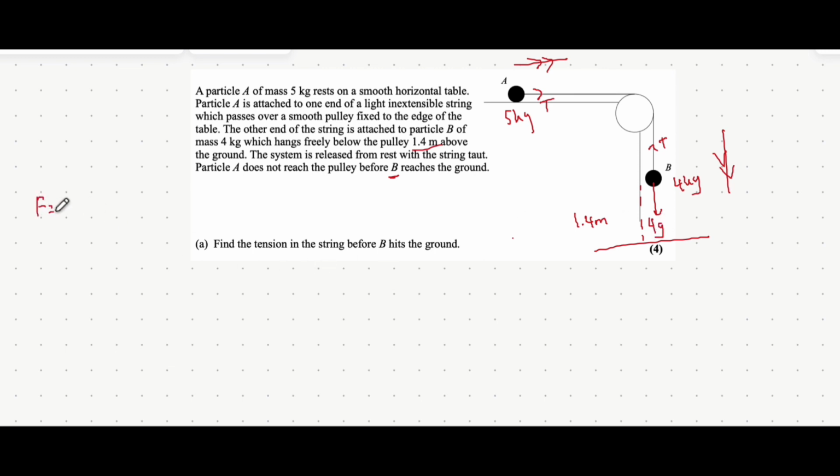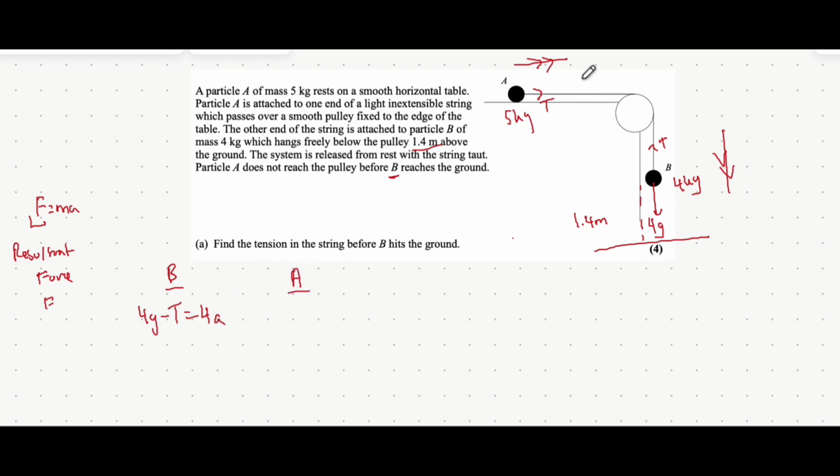In F equals ma, a lot of students make the mistake of breaking down what F is. F always stands for resultant force. So let's write that down first. A resultant force isn't just taking one of the forces, it's taking the force in the direction of motion, which in this case is 4g. So let's label this for particle B. It's 4g in the direction of motion, and you take away from it the forces that are opposing the motion. In this case, because it's going downwards, this upwards force is opposing the motion. So you take away tension, and that's equal to the mass of particle B, which is 4, multiplied by its acceleration, which we don't yet know, so I'm just going to label that as a.